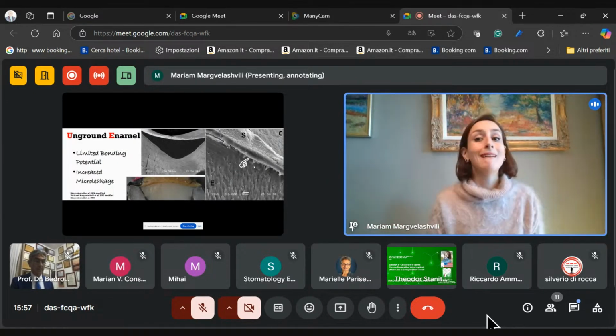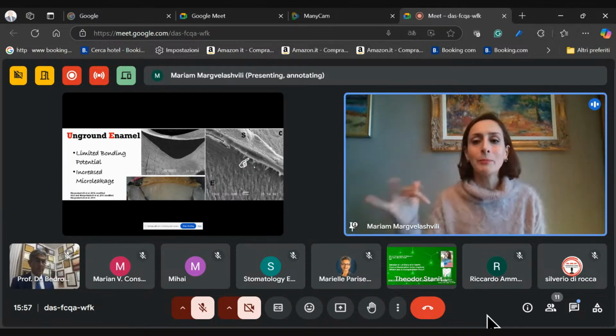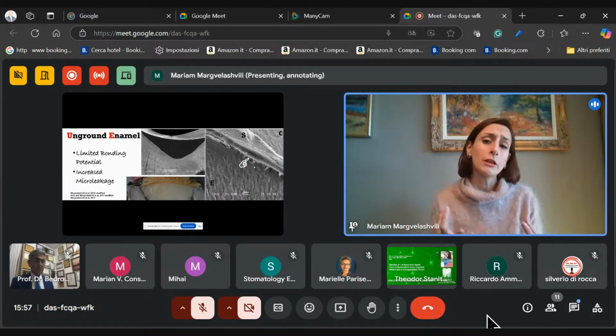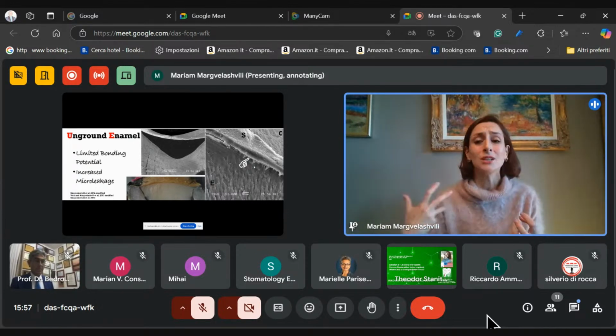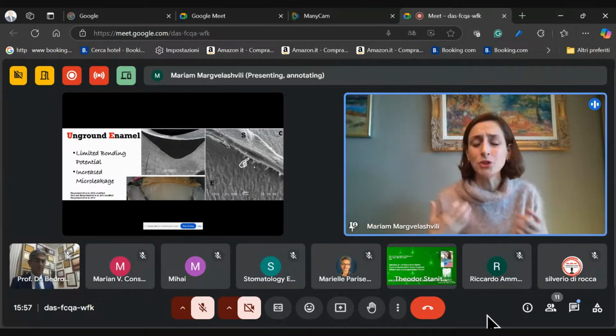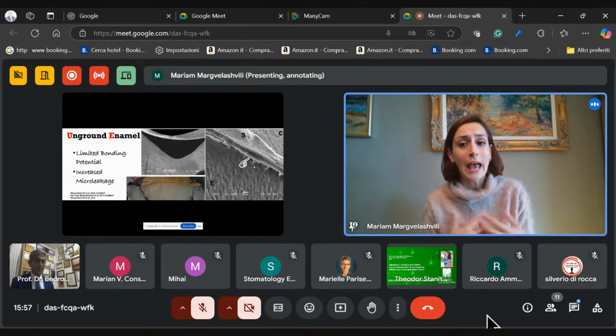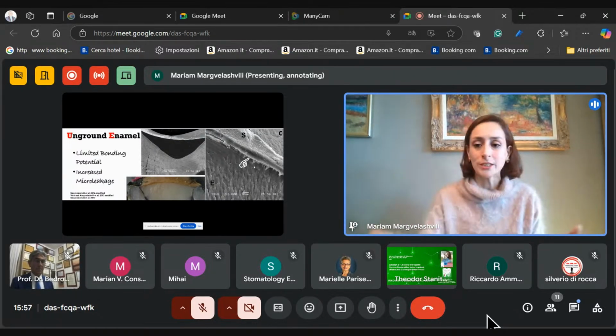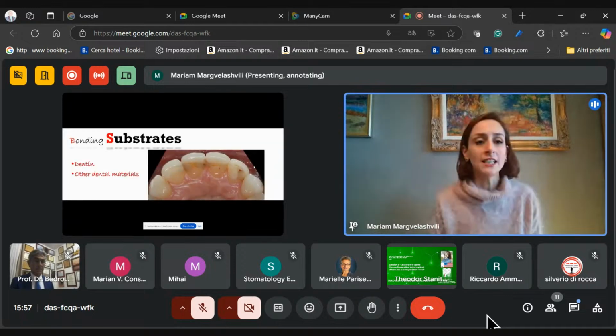If we look at unground enamel, it's not ideal for bonding because of the aprismatic layer. We cannot really etch it as well, so there's always increased micro leakage over time. Do you want to have micro leakage with veneers? Absolutely not. The whole purpose of aesthetics is defeated there.